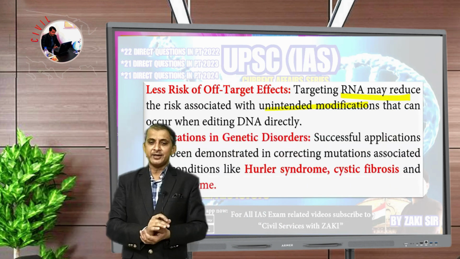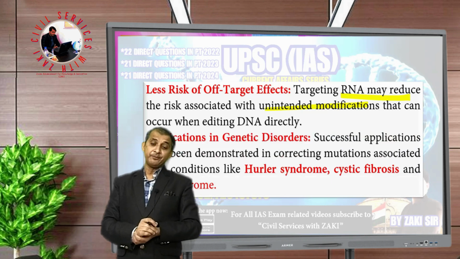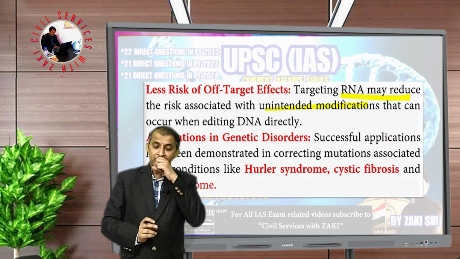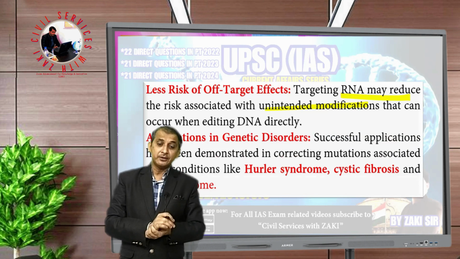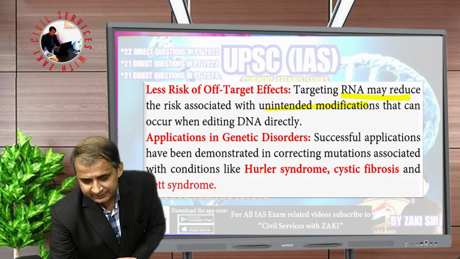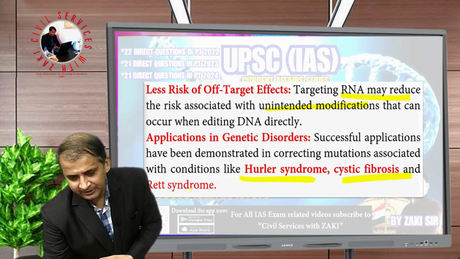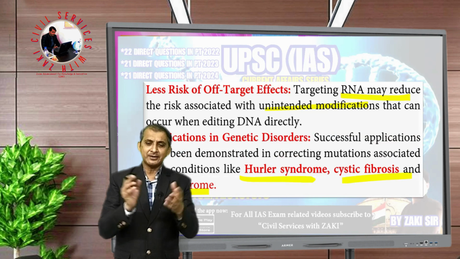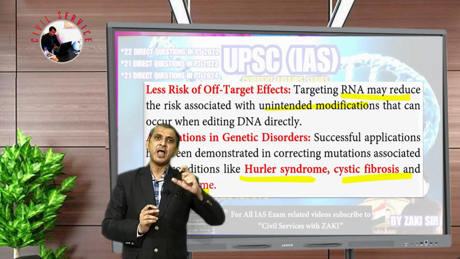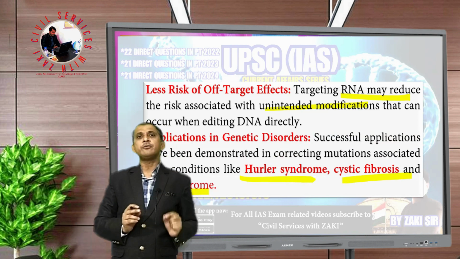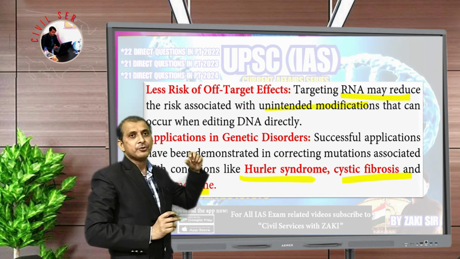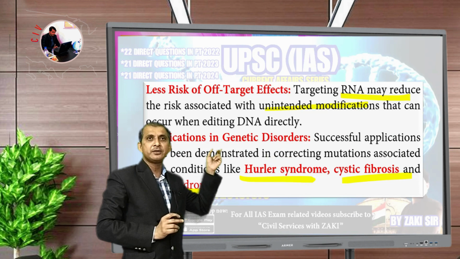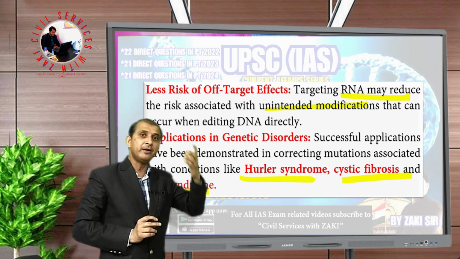Another, the third thing, is application in genetic disorders. Successful applications have been demonstrated in correcting mutations associated with conditions like Hurler syndrome, cystic fibrosis, and Rett syndrome. These are very lethal diseases, like Hurler syndrome. Hurler syndrome is basically an accumulation of large sugar molecules. So it can damage your lungs, your heart, and finally the brain.